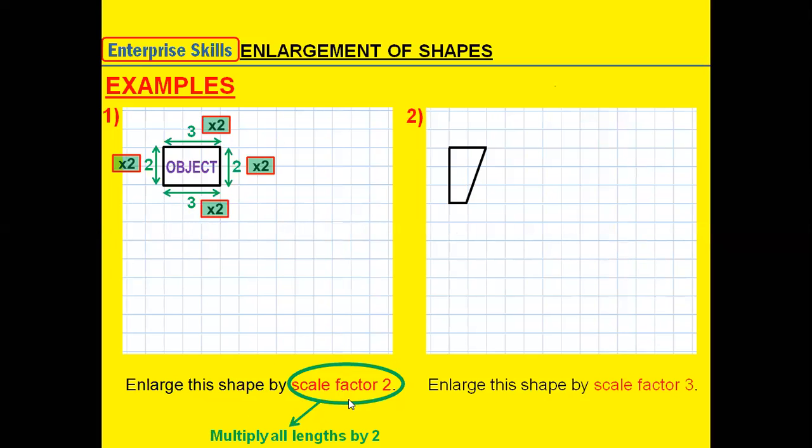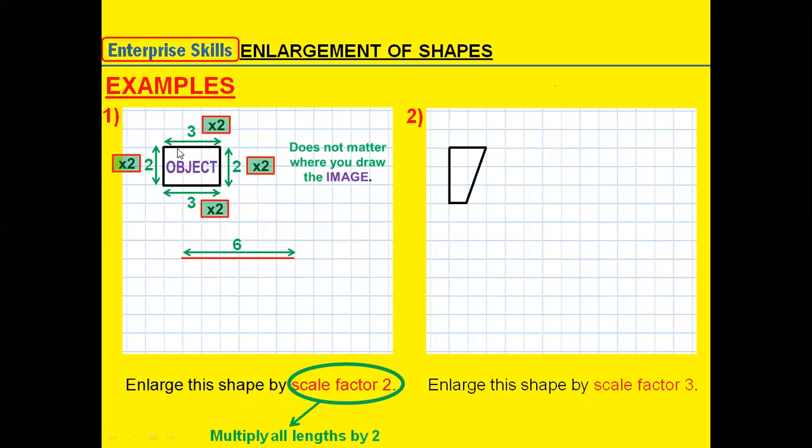Now, after you multiply, it doesn't matter where you draw the image. Why? Because we don't have a center. If we have a center, of course, it matters where you draw it. So you can draw it in any empty space on your grid paper.